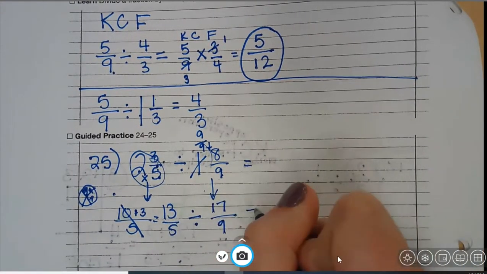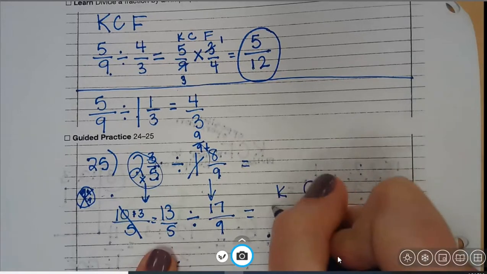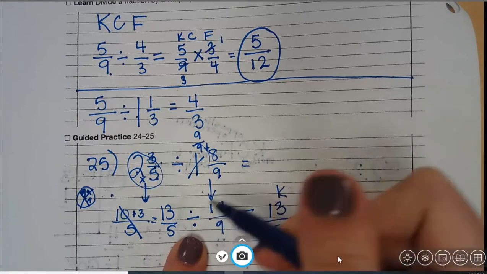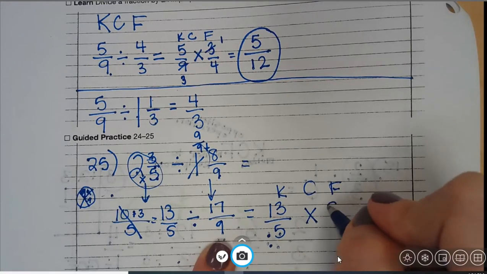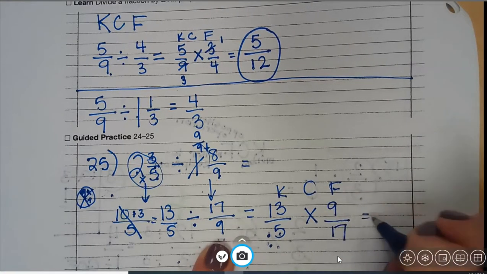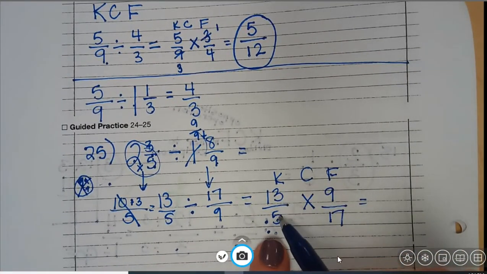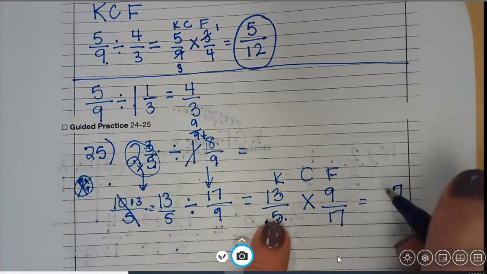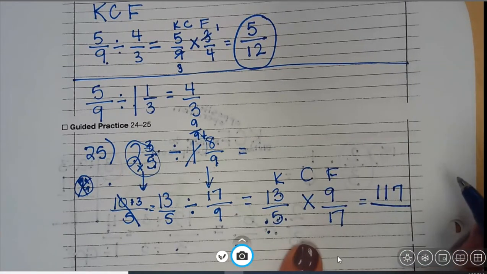So I keep the 13 fifths, which is your dividend. I change my division to multiplication, and I flip the 17 ninths to the reciprocal, which would be 9 seventeenths. Again, you could cross reduce. You could also reduce in one fraction if you could, where you had a numerator and denominator that could simplify. So you're going to multiply across. So 13 times 9 should be 117. And then 17 times 5 should be 85.